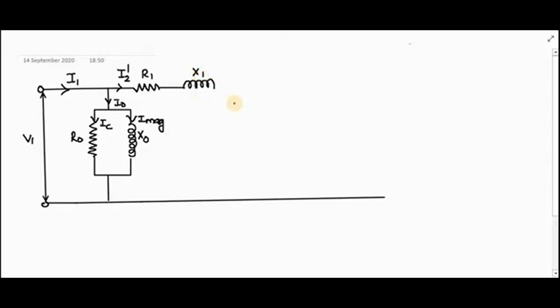Now I will add further to this the secondary side impedance referred to the primary side. So this is your R2 dash, this is your X2 dash, and now let us draw the load.